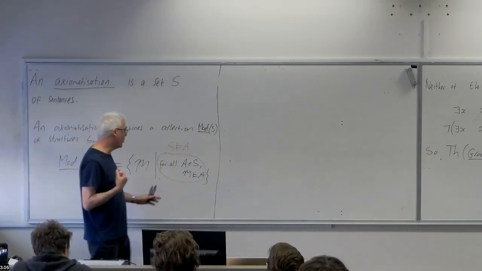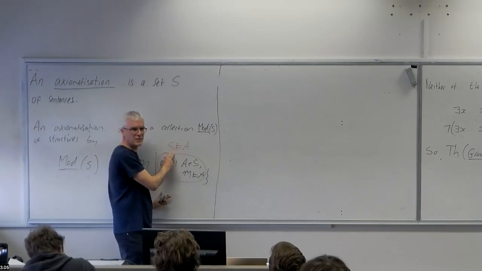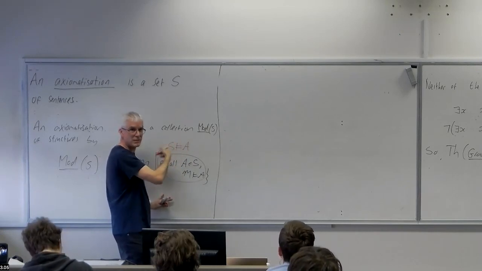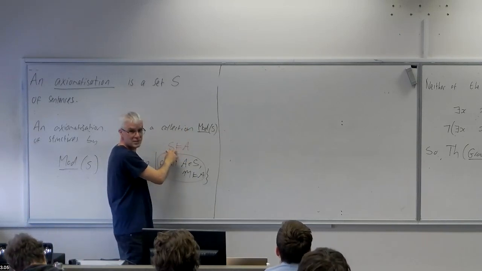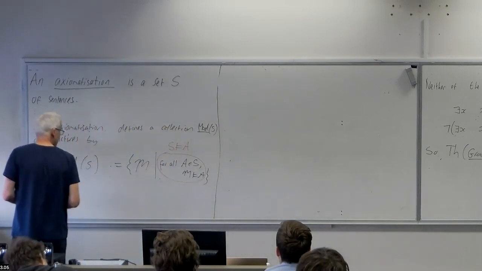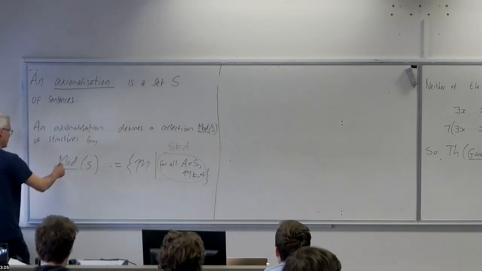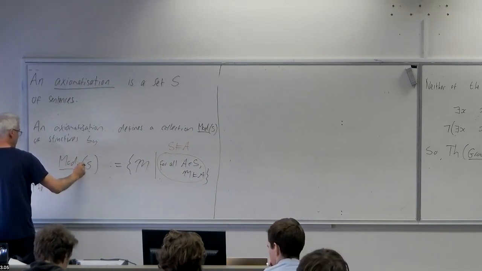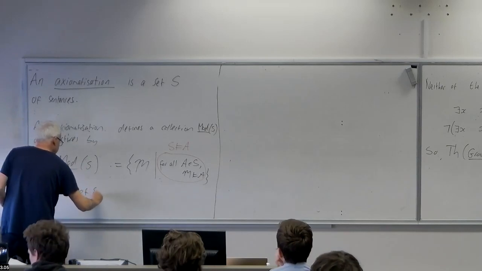So once again, the warning: whenever you see this symbol, pay attention to what's on the left-hand side. Is it a structure? Is it a set of structures, a collection of structures? A set of structures would be okay, but in general, it might be a large collection, like a class of structures. Or is it, as in this case, a set of sentences? In which case it means this. And as I said, the structures belonging to this collection are called the models of S.